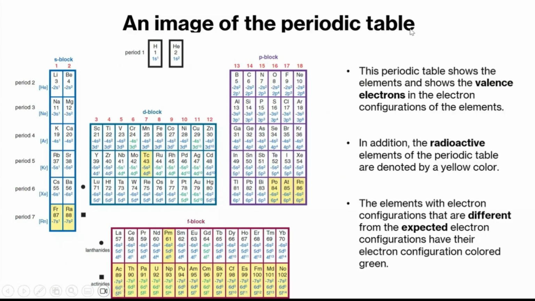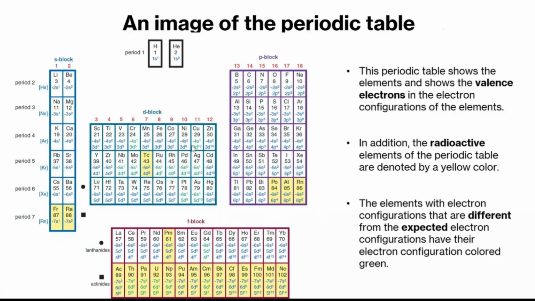Here's a quick image of the periodic table. As you can see, it shows your valence electron configuration, it shows the atomic number, and in addition, it also depicts some elements such as polonium, nobelium, and technetium as yellow. That yellow color just means that they're radioactive. And in addition, you can see that these valence electronic configurations have different colors. As you can see, one is kind of blue, one is kind of greenish.